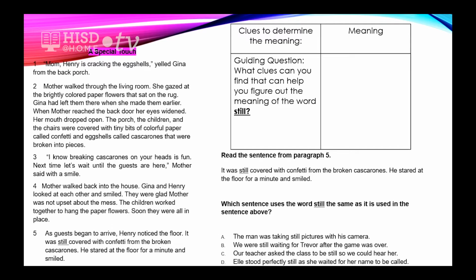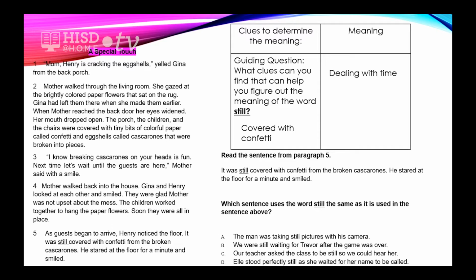So we want to look for clues from the text to help us determine the meaning. So I determined that the word still, the clues from the text that's helping me determine that meaning is covered with confetti. So I know that they did not clean it up. So the confetti is still there. The floor is still covered with the confetti, because mom wasn't mad at them for having the confetti all over the floor, but they did not clean it up. So Henry noticed that the confetti was still on the ground after some time. So I'm determining that the meaning of still in this sentence is dealing with time.